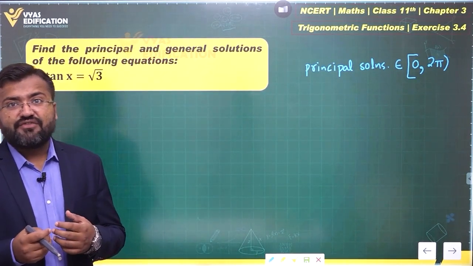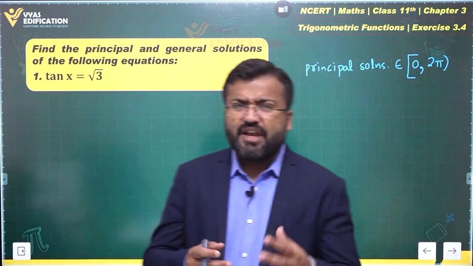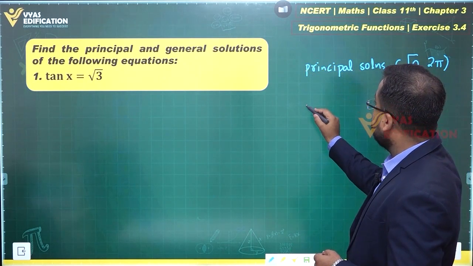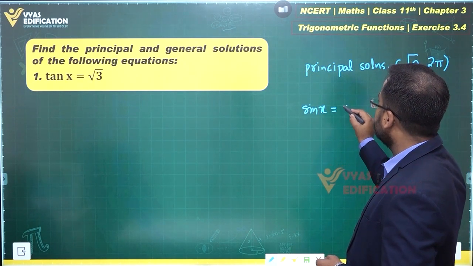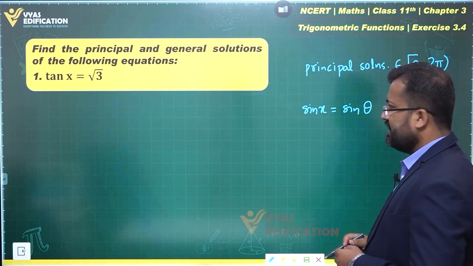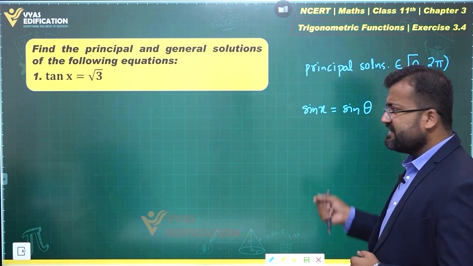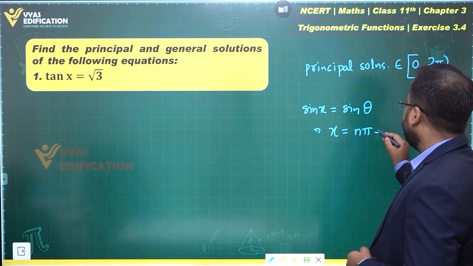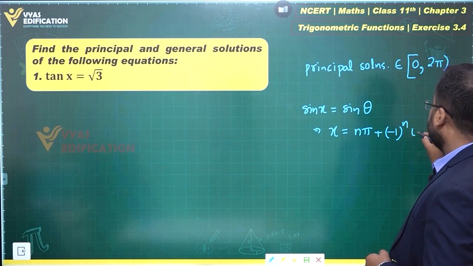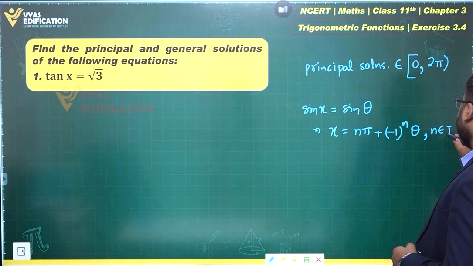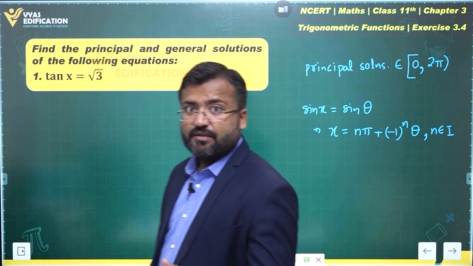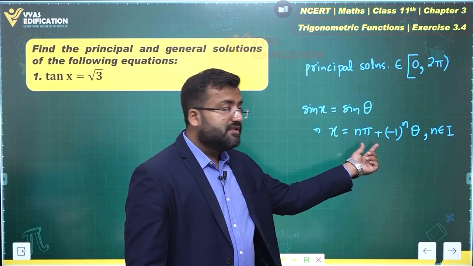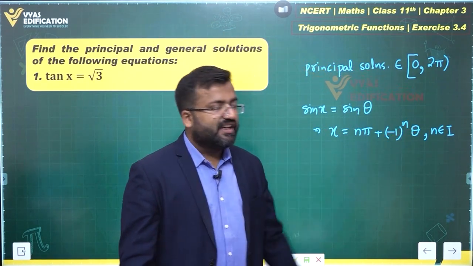And for general solution, we have some results related to general solution. Let me represent those results once again in front of you. If, for example, you have sin x equals sin theta, and you are supposed to find x, theta is known. So this gives me x equals n pi plus minus 1 power n theta, where n is any integer. Please observe carefully. Sin x equals sin theta implies x equals n pi plus (minus 1) power n times theta, n belongs to integers.